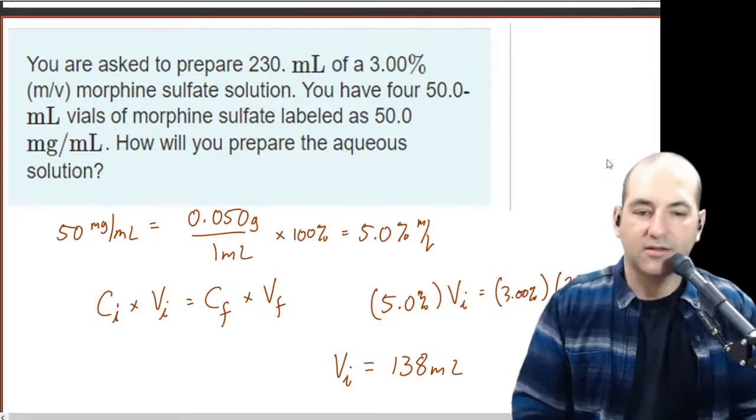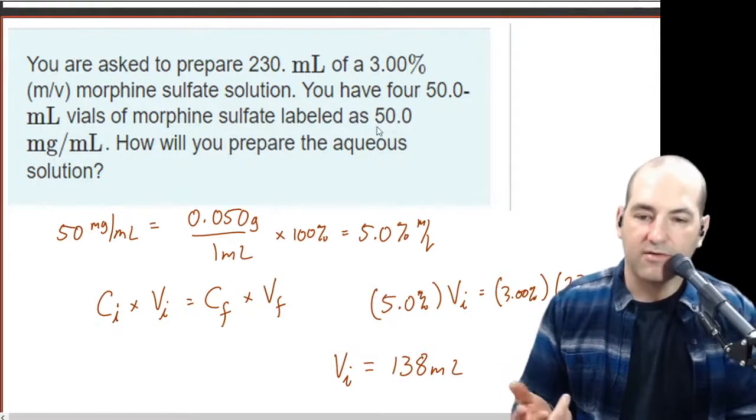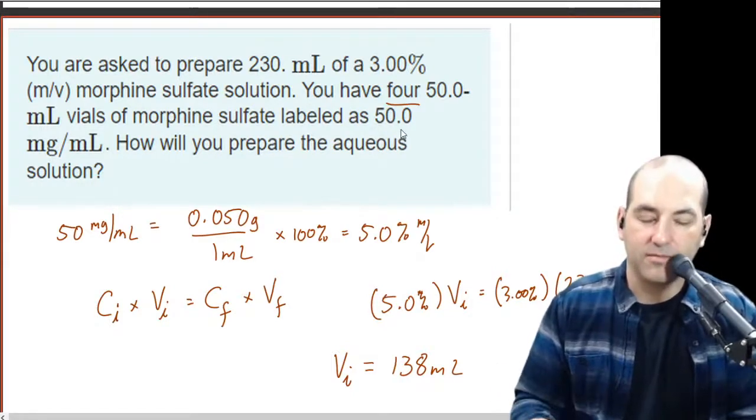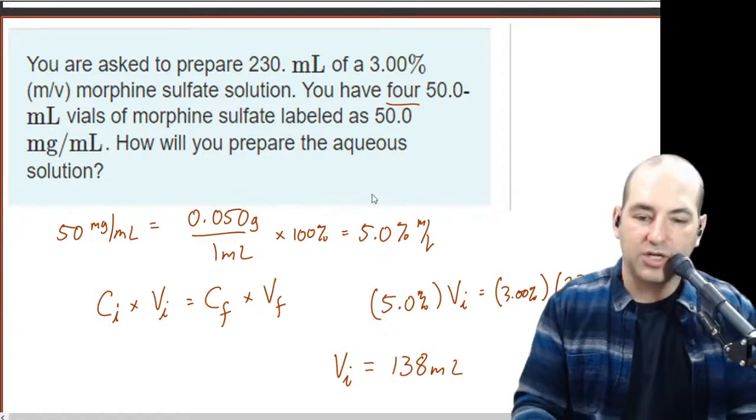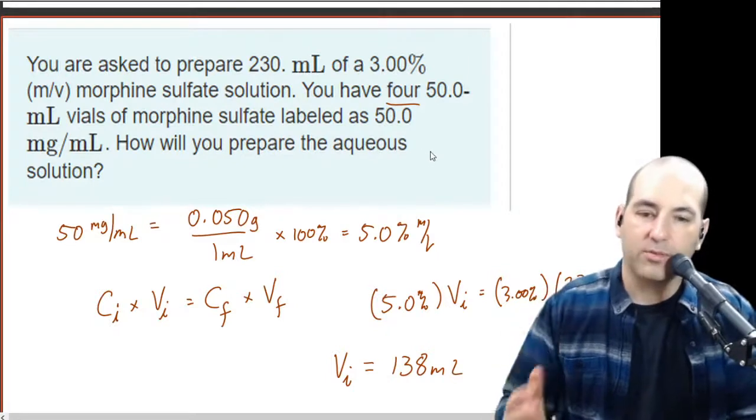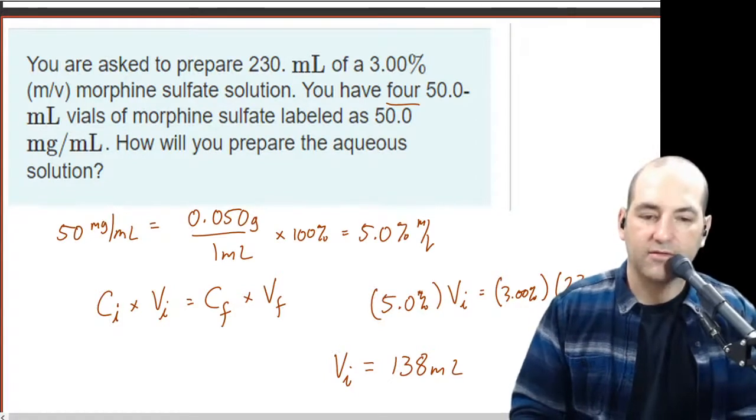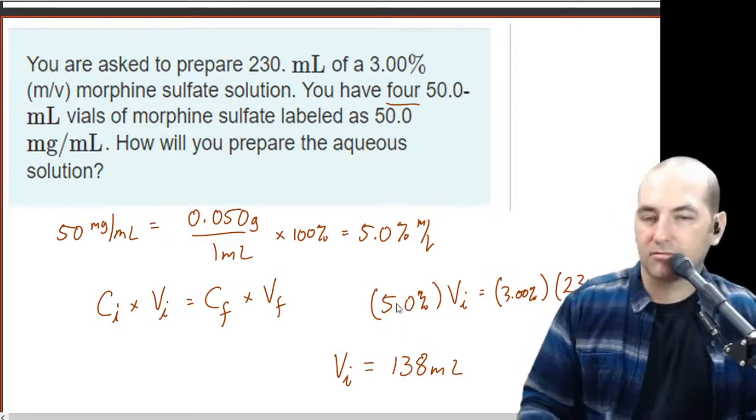So how would we do that? There's some other questions specifically in the Mastering Chemistry, but basically you take 2 of the vials, because it says you have 4 vials. So you take 2 of them, you dump those in, and then you measure just 38 milliliters of that last one, dump that in, and then fill with water up to the 230 milliliter mark, and then that would give you your final volume. So it would be 138 milliliters of the stock solution, and then an extra 92 milliliters of water in this example.